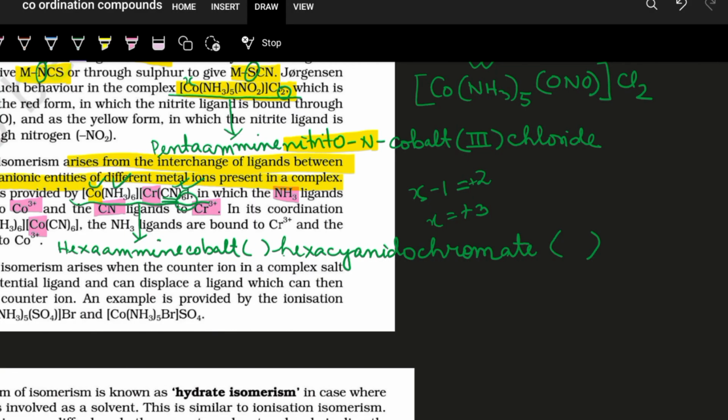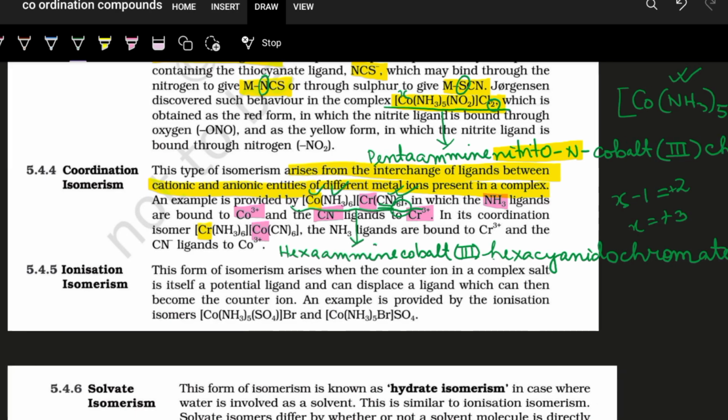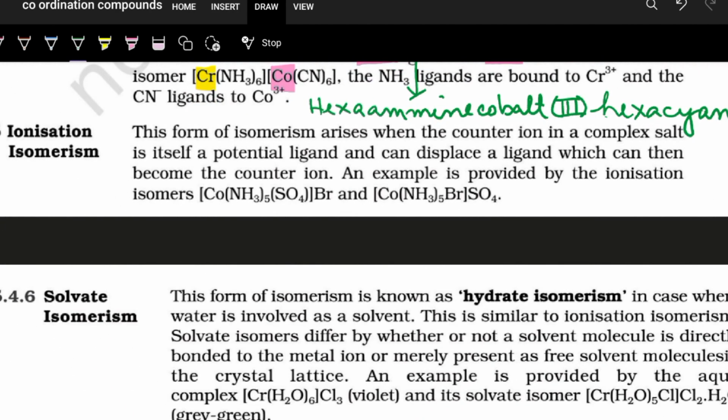This is divided into two spheres. So this will be 3 and 3, both sides. So now ionization isomerism. Which type of compounds will show ionization isomerism? Keep in mind it arises when the counter ion in a complex salt is itself a potential ligand.